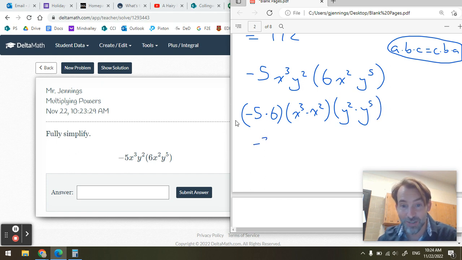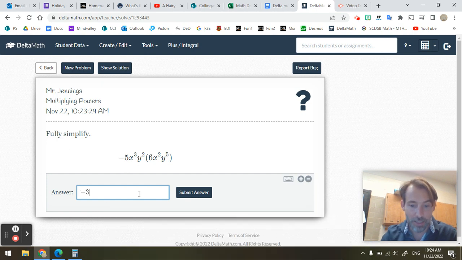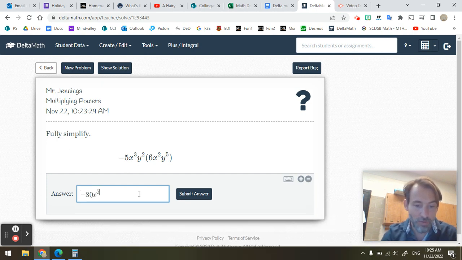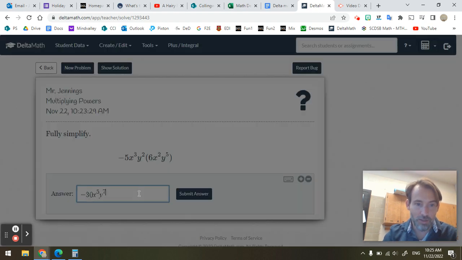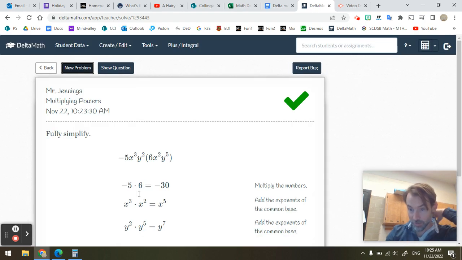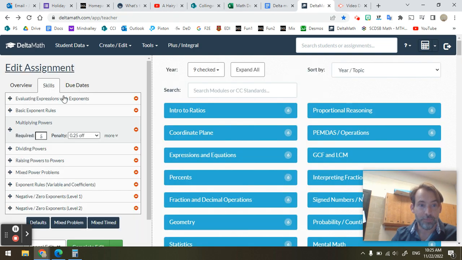Minus 5 times 6, that's just minus 30. X cubed times x squared is x to the 5, because I add the exponents here. I'm kind of adding the exponents when I multiply. These little dots mean multiply. This is not minus. Okay, that's my multiply sign. And then y squared times y to the 5 is y to the 7, because I add 2 and 5. And so then I input that proudly, minus 30 times x to the 5, y to the 7. Hooray. And don't forget to pat yourself on the back when you get these correct. And so those are multiplying powers.